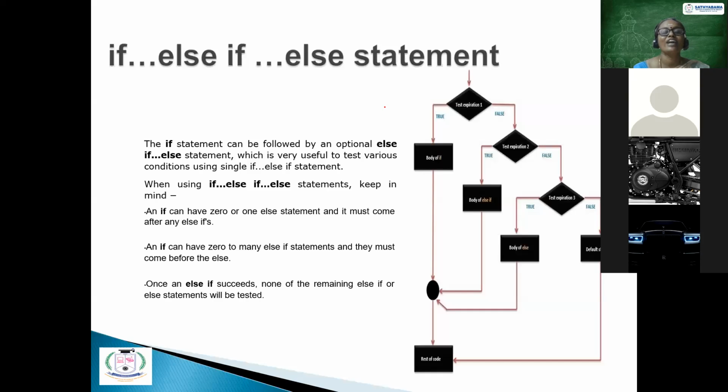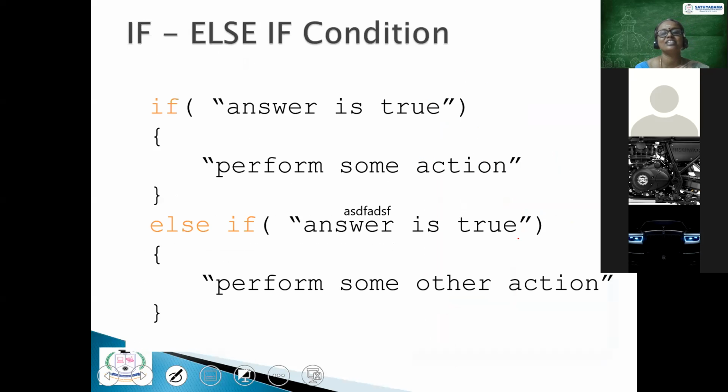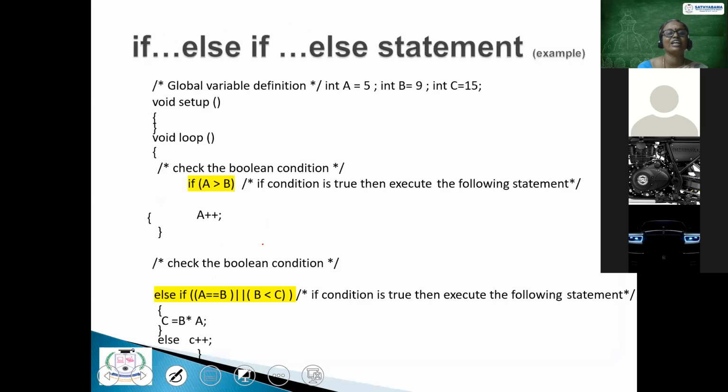So the if else statement. We all know that if the condition is true, it will execute here and exit. If it is false, again it will have two conditions, true and false. So the if else statement can also be used in our control statements. If the answer is true, perform some action. If you want to end it, you can also give else; if the answer is true, perform some actions. Same thing I have written here. I have declared 3 variables, and if A greater than B, it's not true.